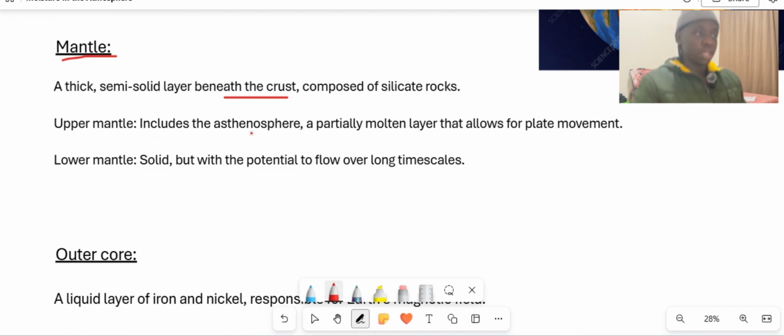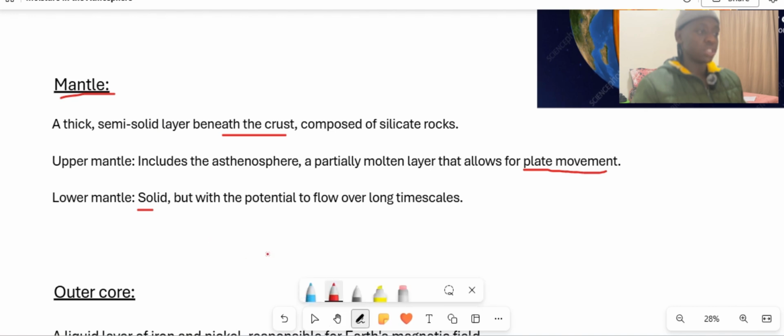The upper mantle includes the asthenosphere, a partially molten layer that allows for plate movement. I'm still going to talk about plate movement in future videos for my grade 10s. So also the lower mantle, it is a what? It is solid, but with the potential to flow over long time scales. So here nothing is important. The only important thing that you must know is that we have a mantle. And a mantle is what? It is a semi-solid rock. It is typically just a solid rock that lies beneath what? The crust. Yes. I just want you to know about that.